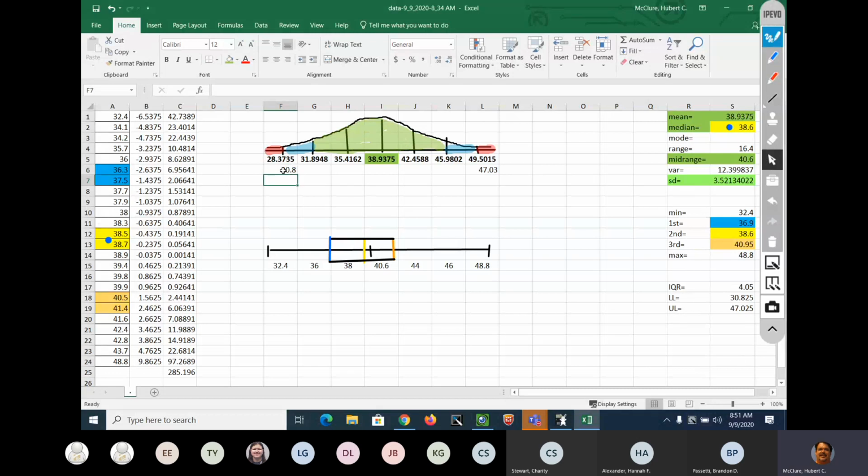That's the difference. And I'll put these two in red. The reason I'm putting them in red is because they're the interquartile range, and they're a little bit different. If you don't use the empirical rule, you'll use the interquartile range to tell you what the outliers are.